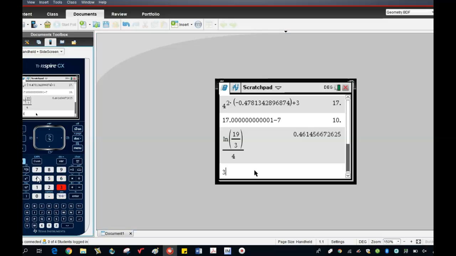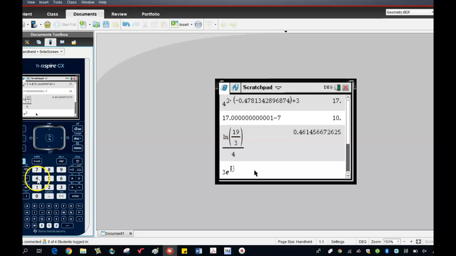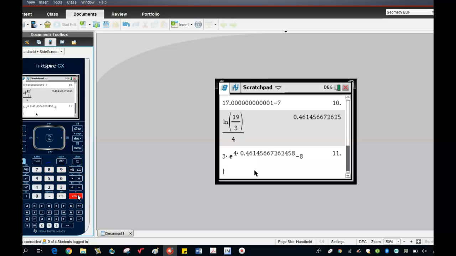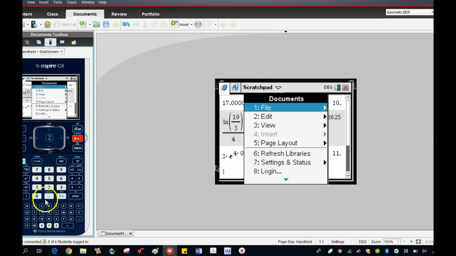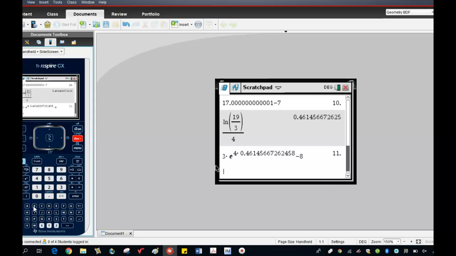So I really shouldn't have to give an answer key because you can take every single one of these and do 3 times e to the 4 times my answer, minus 8, so subtract 8, and I get 11. So you could check all of these answers, you just have to keep that decimal in there so that you're holding that value.